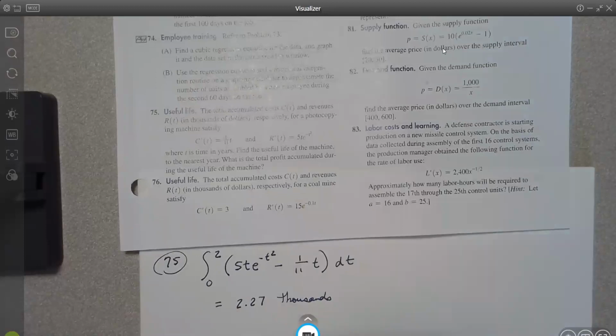Okay, there is a problem I want to look at, and it's problem 71 up here.